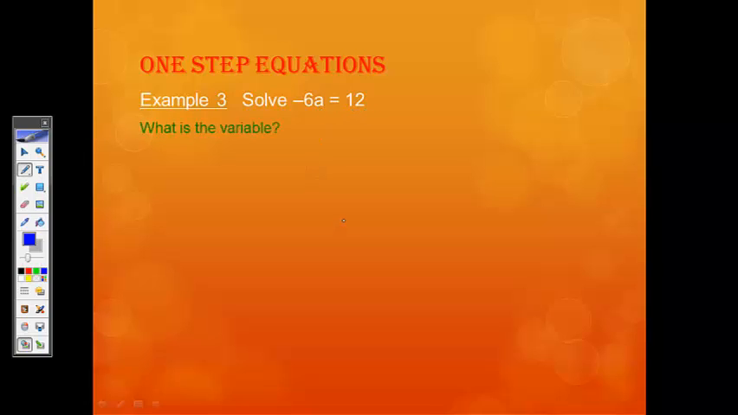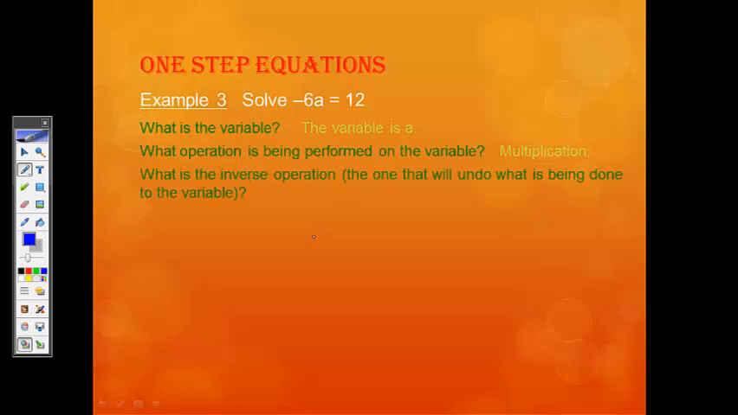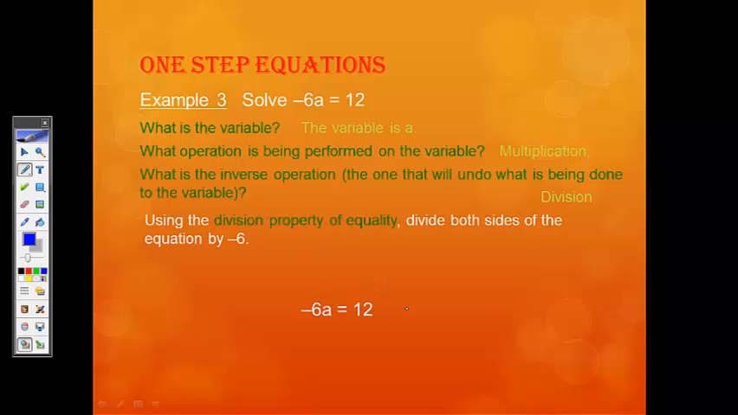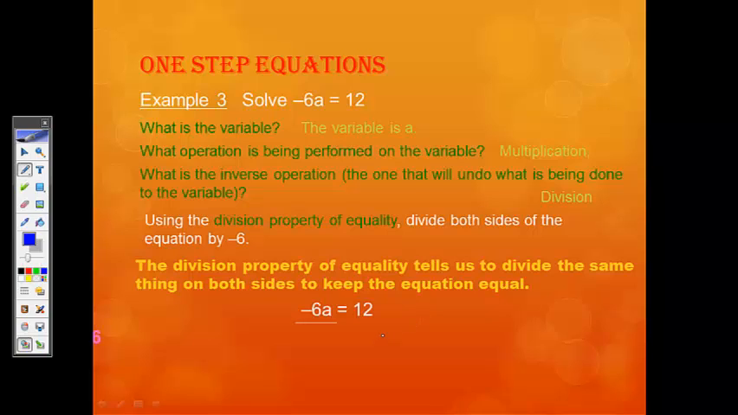So we ask ourselves again the same questions. What is the variable? The variable is a. What operation is being performed on the variable? And I just told you this is multiplication. Now, how do we undo this multiplication? And the opposite of multiplication will be division. And that's how we are going to solve. Instead of saying multiply by negative 6, we are going to do the inverse and divide by negative 6 on both sides. Okay, and a is actually equal to negative 2.